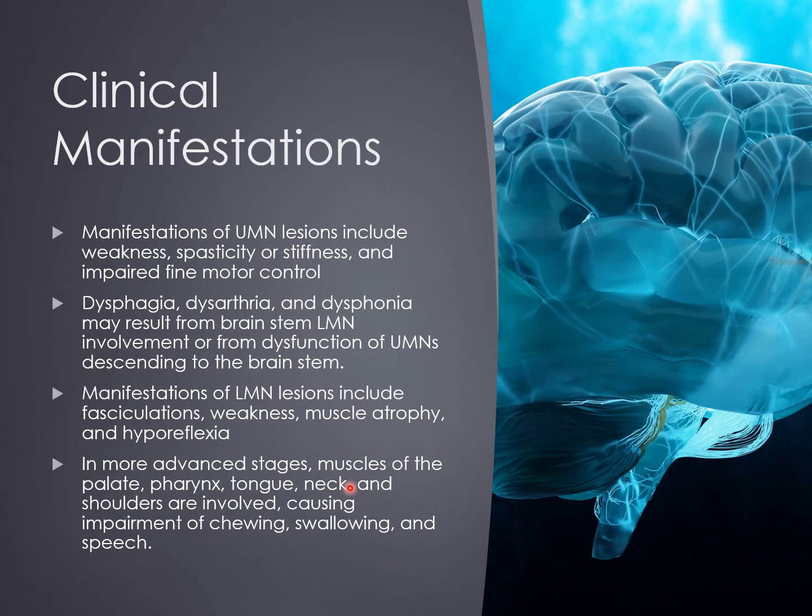So in more advanced stages, the muscles of the palate, so inside the mouth, the pharynx, the tongue, the neck, and the shoulders start to become involved. And so people are unable to chew, swallow, or produce any speech. And again, as I mentioned, we also get weakness of the respiratory muscles of the trunk. And that really produces the most significant acute complication of the disease. So death from ALS usually results from involvement of cranial nerves and the respiratory musculature. So these folks are no longer able to speak, swallow, or breathe.